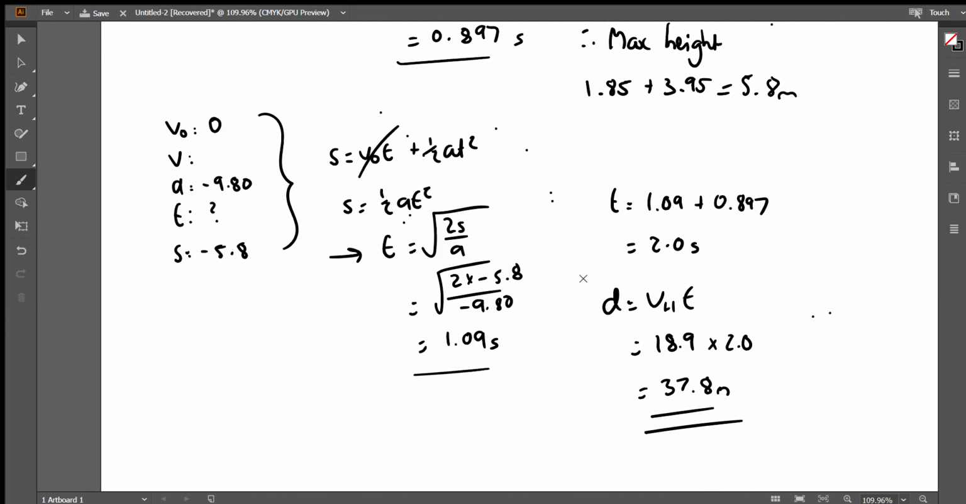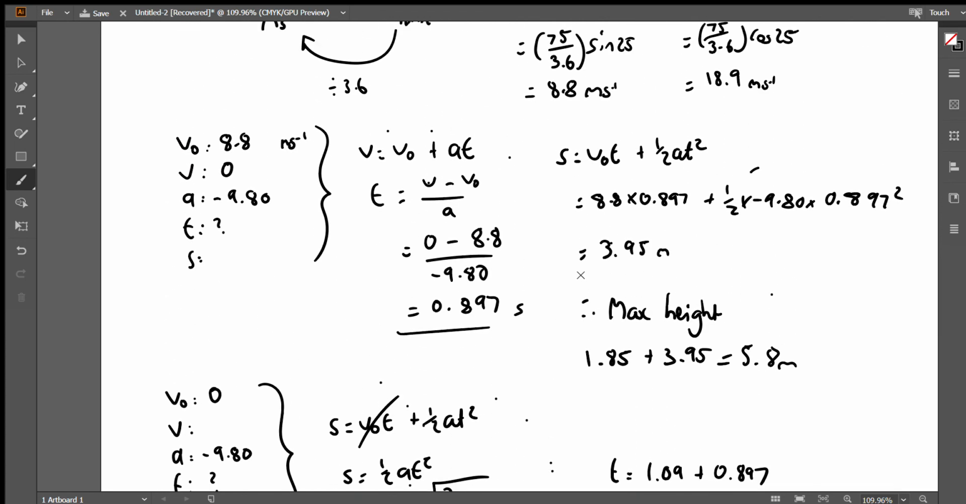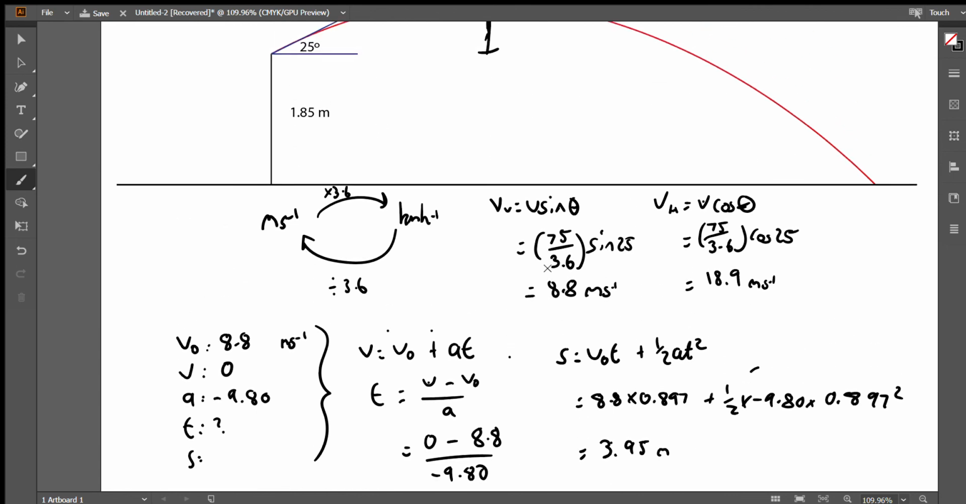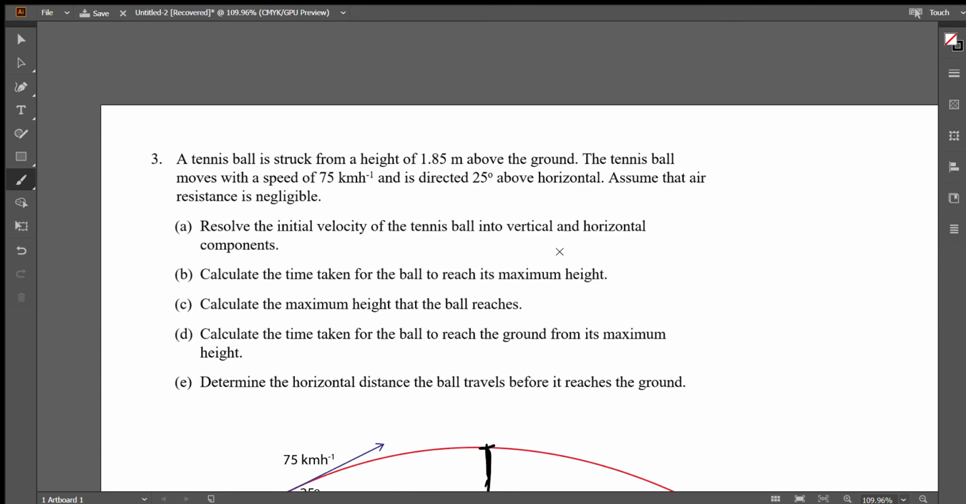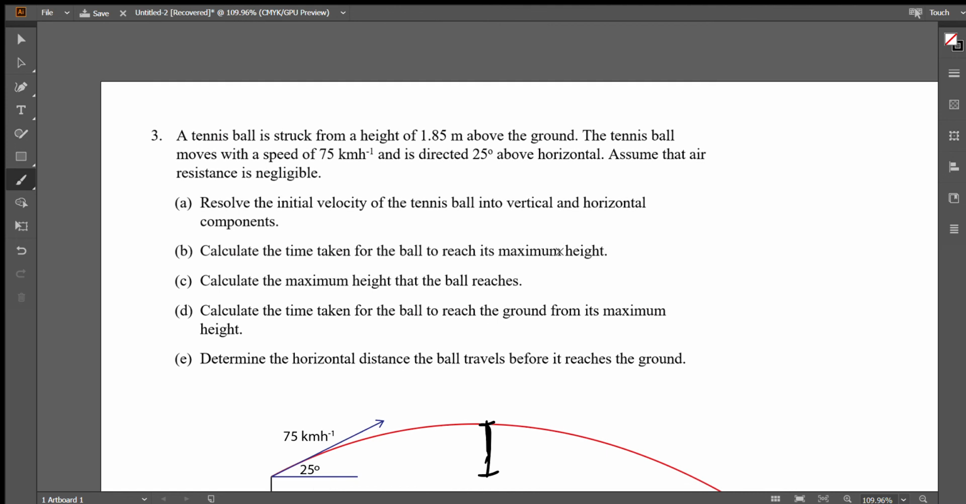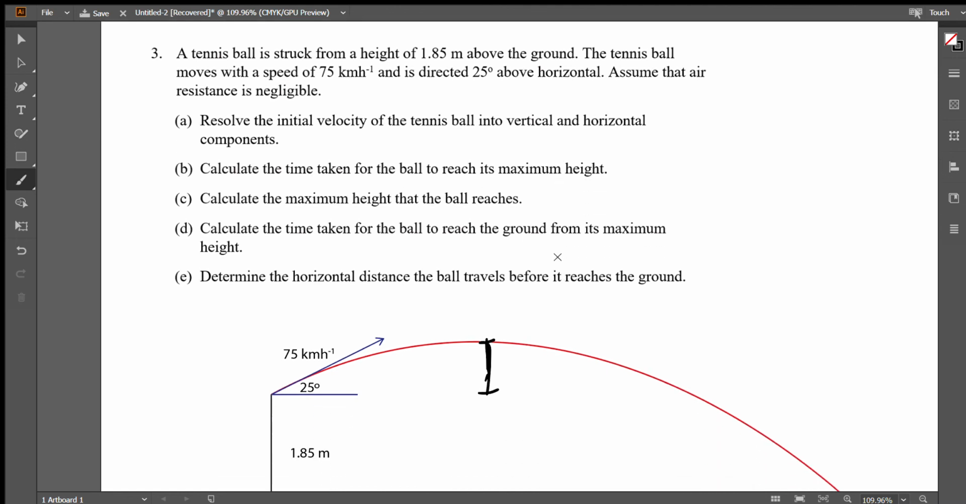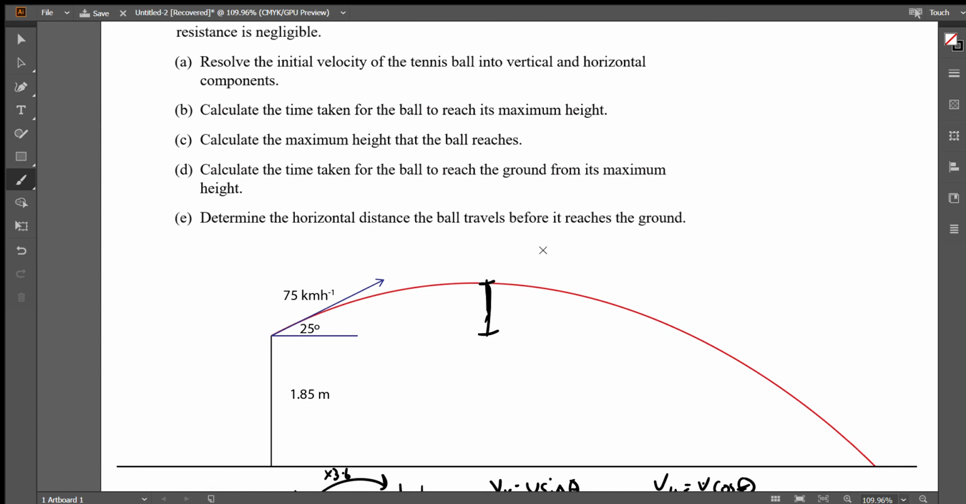So there we are. We've done all those parts, and it wasn't too bad. It got a little bit more complicated converting between meters per second and kilometers per hour and having bi-level projectile motion, but ultimately it's not really any different from any of the other projectile motion questions, just it takes a little longer because you have to consider the two halves of the motion independently.